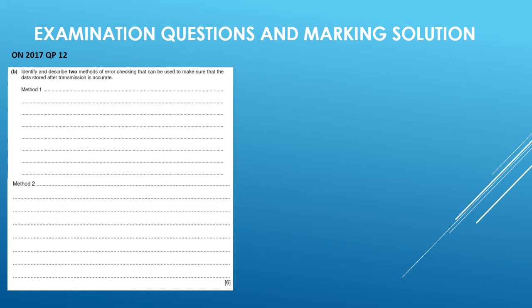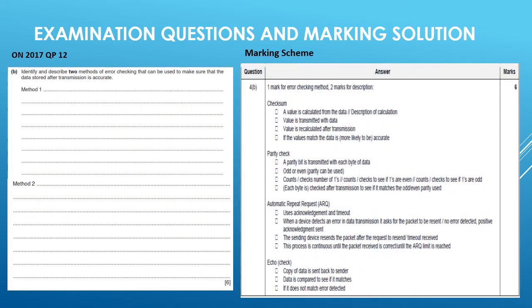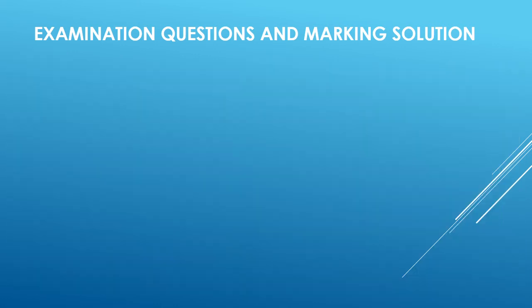So out of all those methods, you can write about any 2 methods in which you are proficient. So we have checksum method, parity check method, automatic repeat request method, echo check method. So you can simply write the description of these methods to get the marks. So this was a simple question.